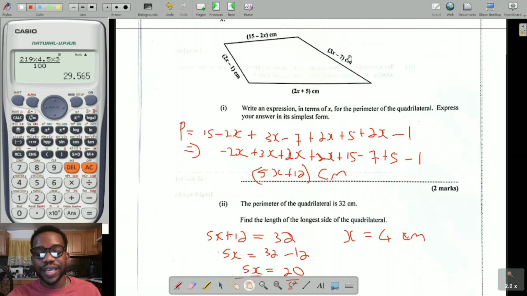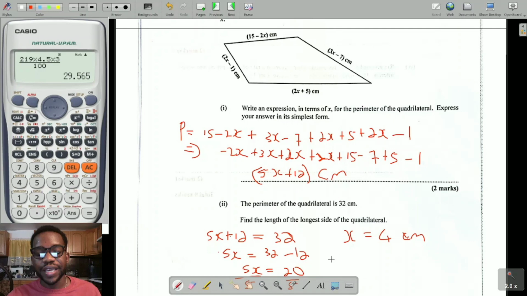You have 3x minus 7. 3 times 4 is 12. 12 minus 7, of course, is 5. Then you have 2x plus 5. So 2 times 4 is 8, and 8 plus 5 would give me 13. Now, naturally, in this case, you can just look at it and know that 2x plus 5 is longer than most of the other sides. But if you're not sure, you can check it just like how I check it.